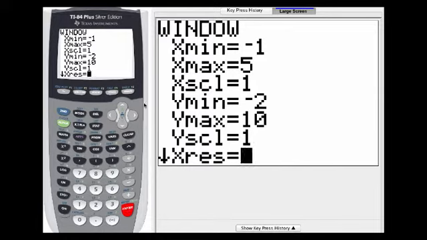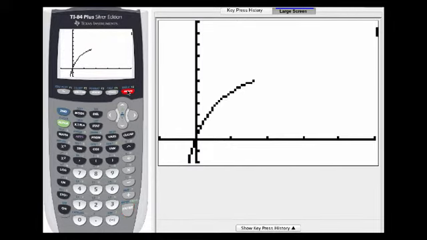Okay, so if you hit graph, this is the part where, now remember, if you go back to the problem and read where they wanted you to find the area in between.